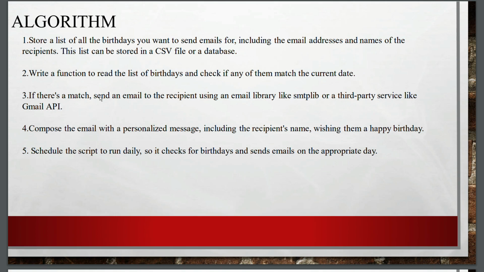The third step would be, if there's a match, to send an email to the recipient using the email library with smtplib or a third party service like the Gmail API. The fourth step would be to compose the email with a personalized message including the recipient's name, wishing them a happy birthday. And the last step would be scheduling the script to run daily, so it checks for birthdays and sends emails on the appropriate day.